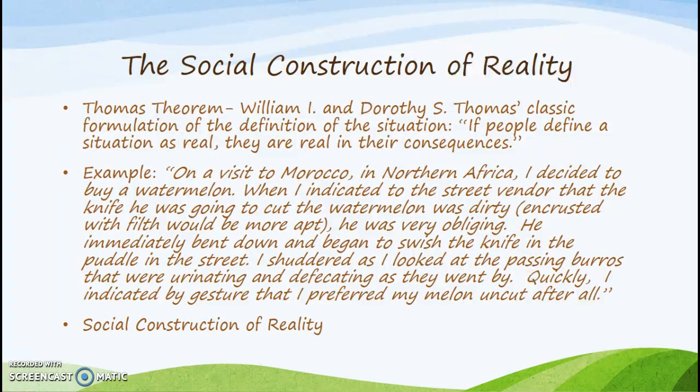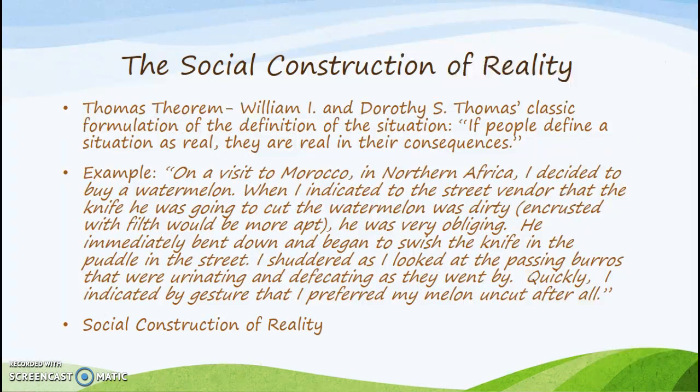So here's an example. On a visit to Morocco in northern Africa, I decided to buy a watermelon. When I indicated to the street vendor that the knife he was going to cut the watermelon with was dirty, encrusted with filth would be more apt, he was very obliging. He immediately bent down and began to swish the knife in a puddle in the street. I shuddered as I looked at the passing burros that were urinating and defecating as they went by. Quickly, I indicated by gesture that I would prefer my melon uncut after all.